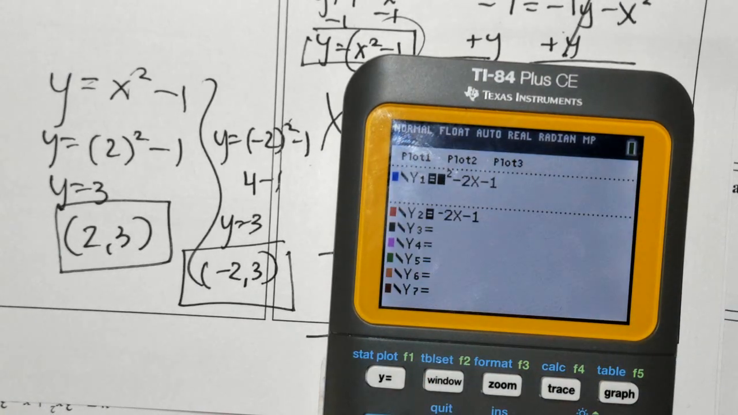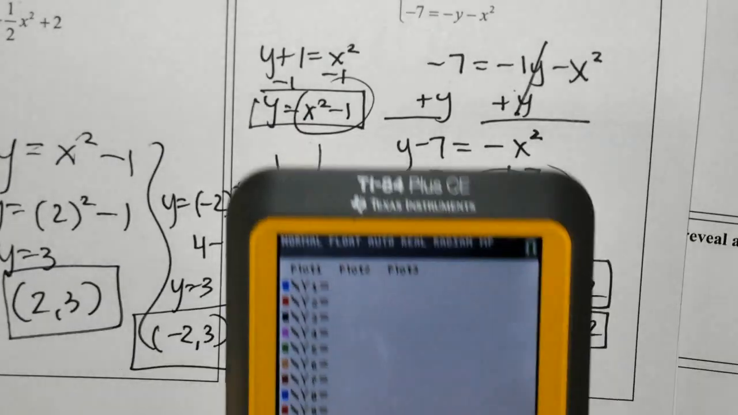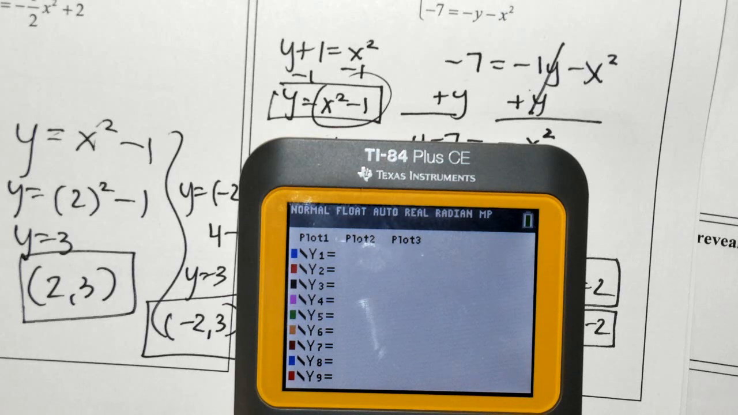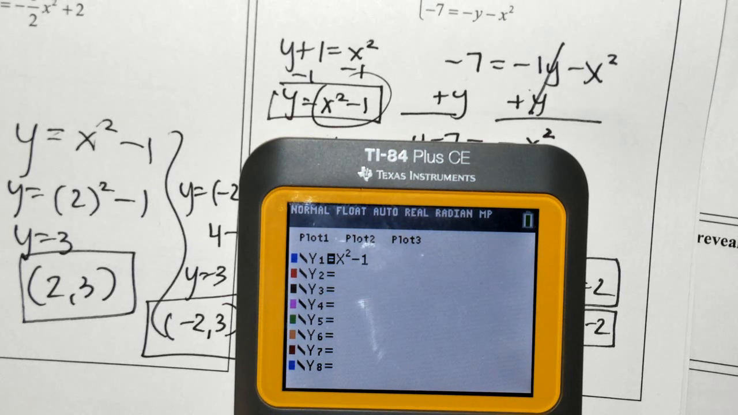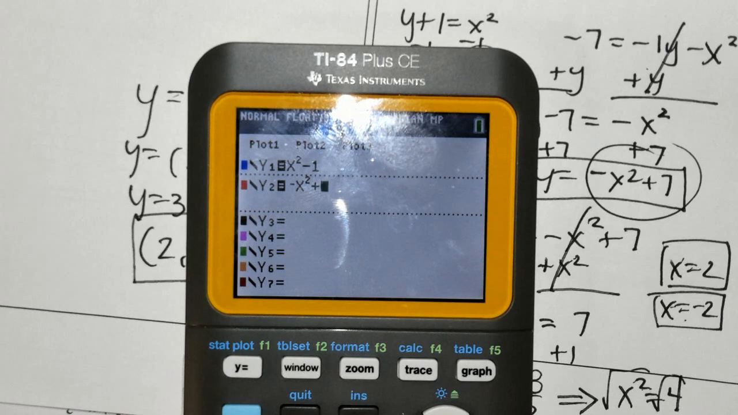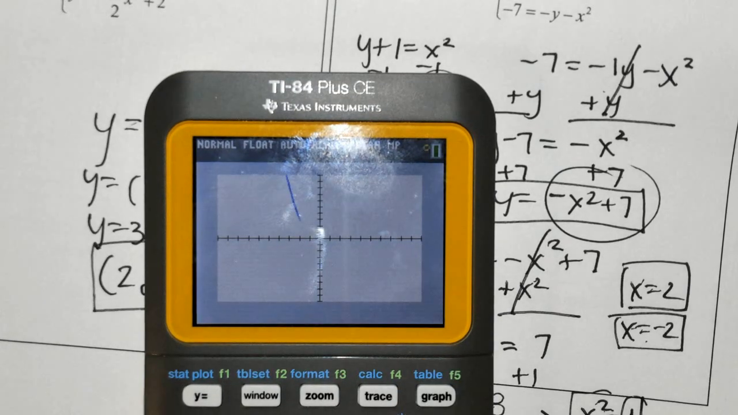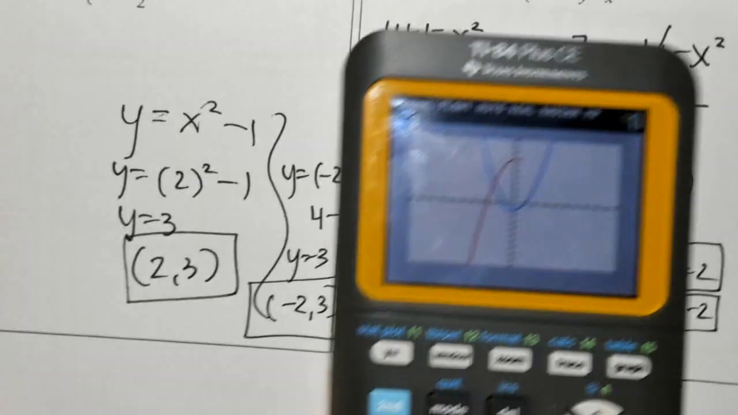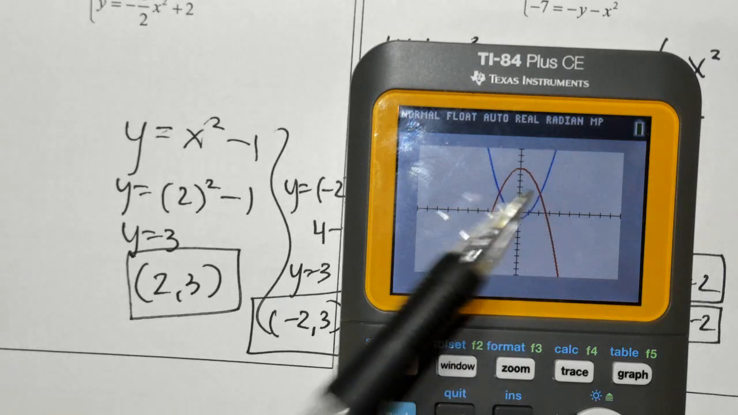Please come back up here, clear out both equations you have. I'm going to type in x squared, subtract 1. And the other equation is going to be a negative. But this is not a subtraction sign. Negative x squared plus 7. Graph them. So I have one parabola that opens up, one that opens down, and I do see two intersection points.